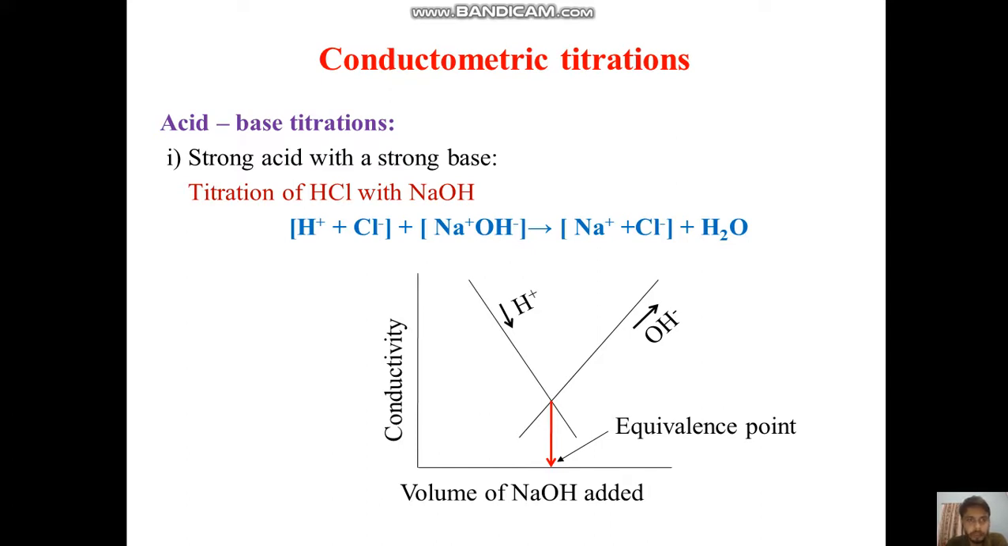So the titration of HCl, that is a strong acid, with a strong base, that means sodium hydroxide. You can see the reaction here, where HCl reacts with sodium hydroxide, and there is formation of NaCl and removal of water. You can see the graph here. This is the equivalence point we get here. On one side will be conductivity and on the other is the volume of sodium hydroxide.